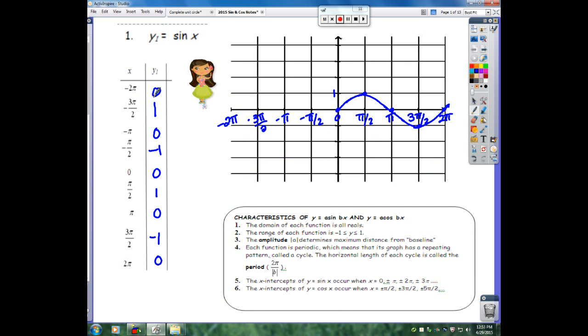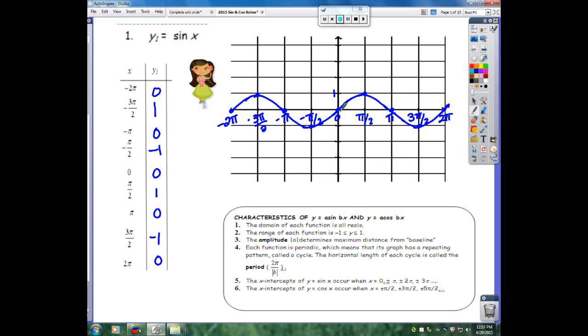Alright, so let's finish our graph. At negative pi over 2, we're down at negative 1. At negative pi, we're at 0. At negative 3 pi over 2, we're at 1. And at negative 2 pi, we're back at 0. So we've done 1 positive, 1 negative period.